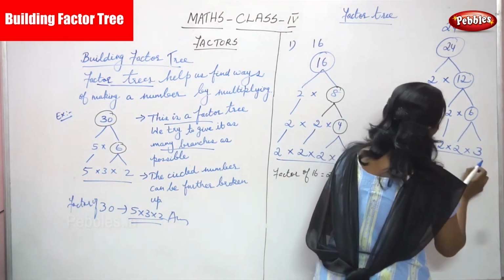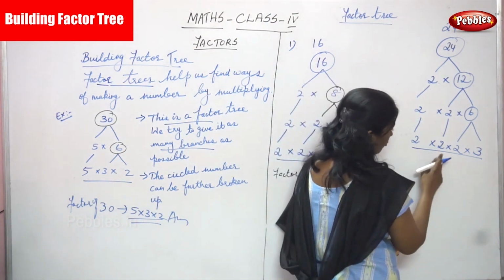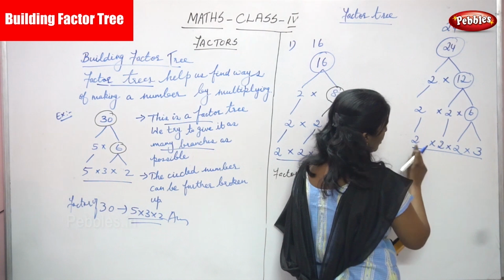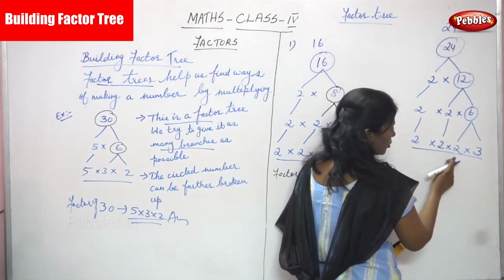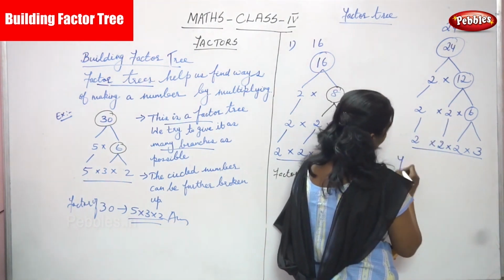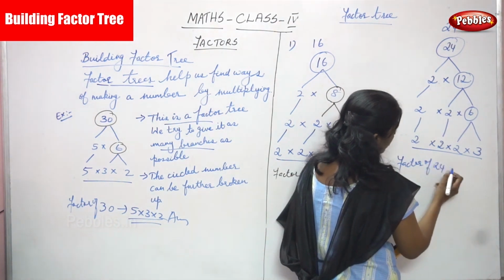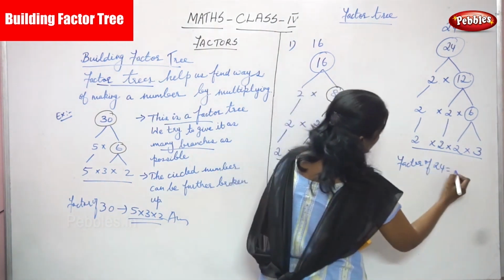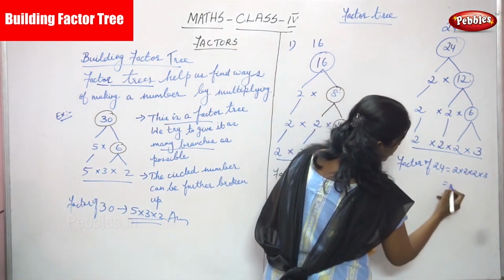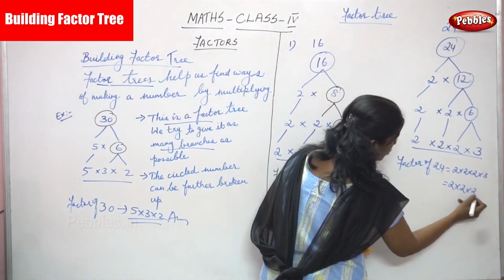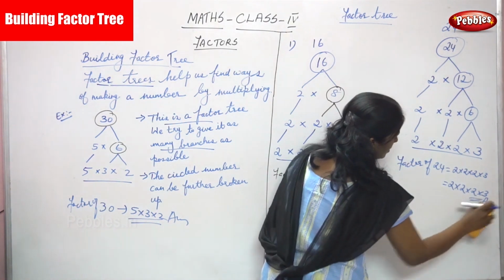So this is the factor of 24. Just multiply: 2 into 2 is 4, 4 into 2 is 8, 8 into 3 is 24. So factor of 24 is equal to 2 into 2 into 2 into 3. This is the right answer for the question.